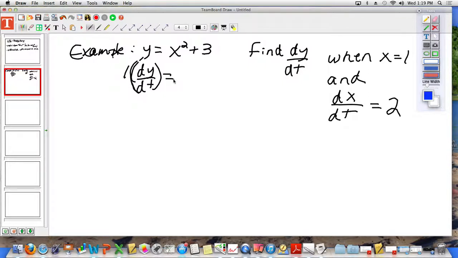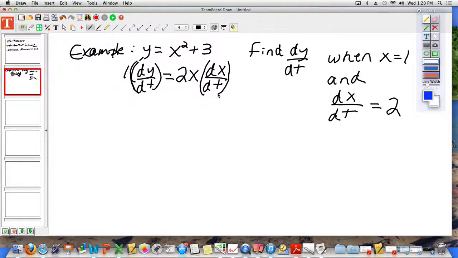Is equal to, what about x squared? What is the derivative of x squared? 2x. But again, we have to do this with respect to time. So we have to multiply that by dx dt. And then, of course, what is the derivative of 3? 0. All right?